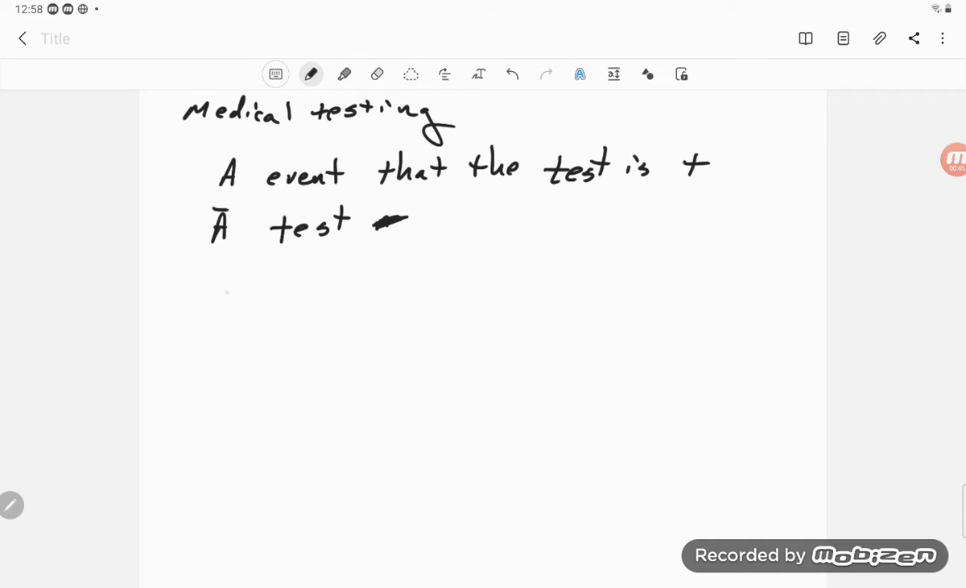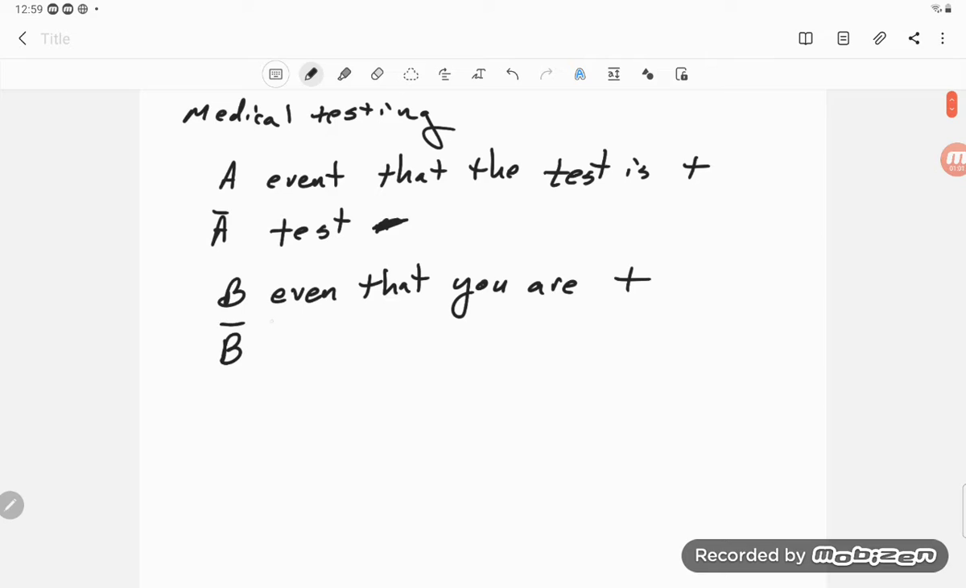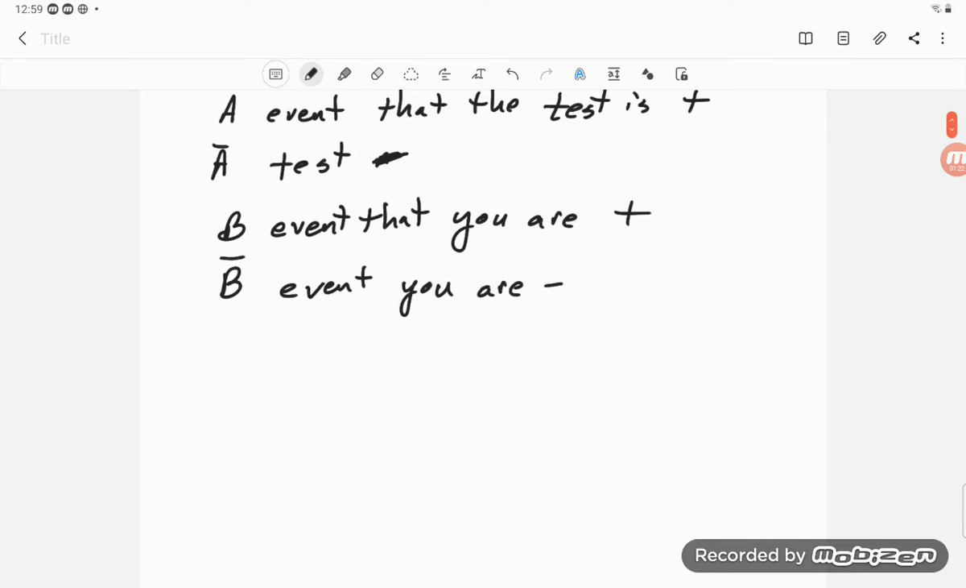And then you also have the event B that you are positive. You actually have whatever you're being tested for. And then the complement, B complement, the event you are negative.